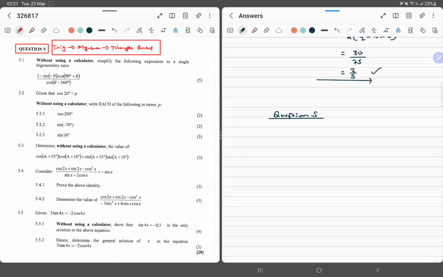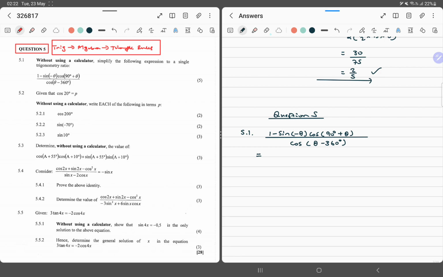Now let's go. 5.1 says simplify without using a calculator the following expression into a single trigonometric ratio. Let's copy it down. So we've got 1 minus sine of minus theta times cos of 90 degrees plus theta divided by cos of theta minus 360 degrees. So this is all grade 11 work, okay? So again, mental preparation is that you cannot forget your grade 10.